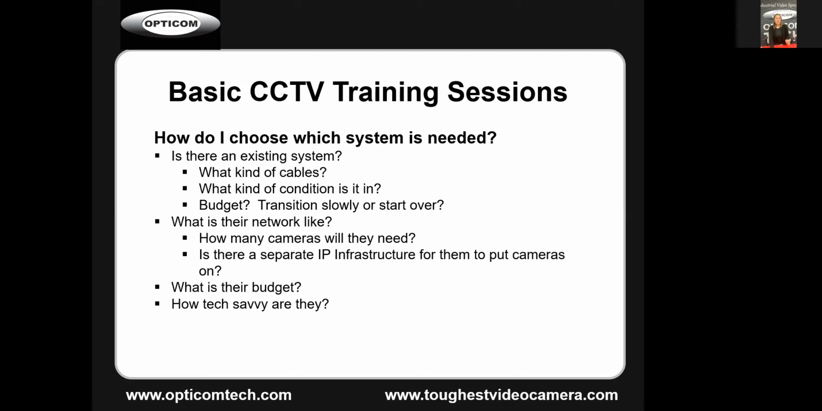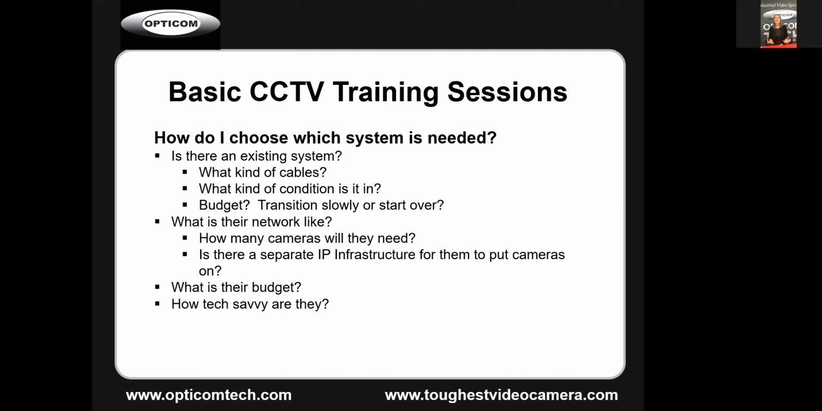So let's see, how do you choose, right? We kind of went through this as we went, but you want to find out, is there an existing system? Oh, okay, you have an existing system. What kind of cables do they have, right? Find out what their budget is. What kind of condition is the cable in? We've had people upgrade to HDTVI only to find out that the cable they have in place is no good, right? So you want them to test this and find out what kind of condition that cable's in, right?